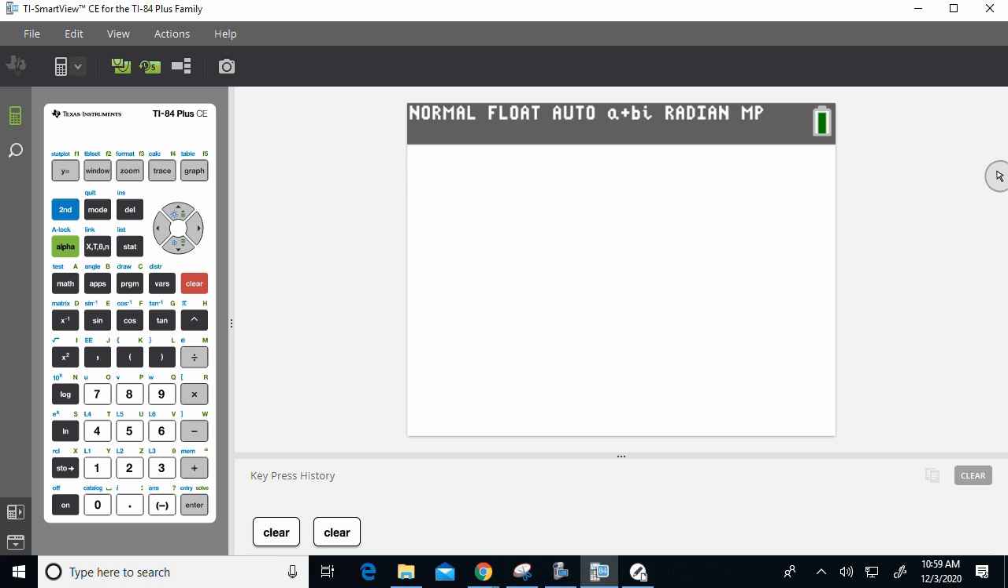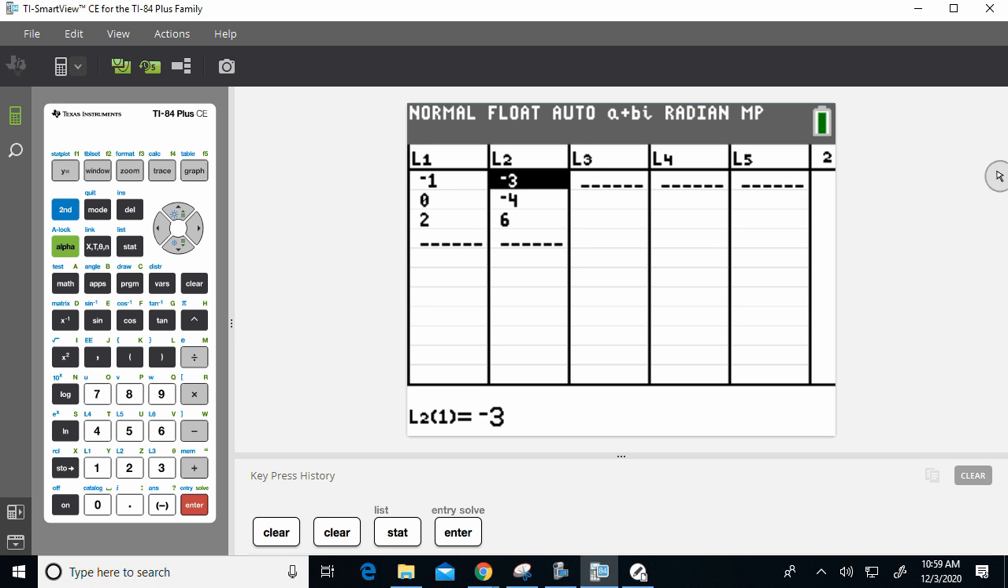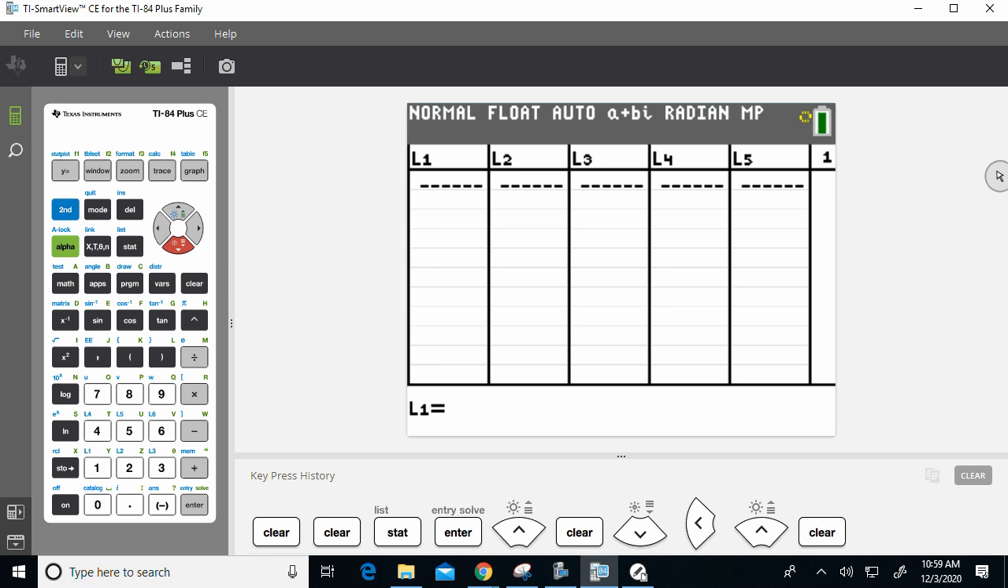Alright, so same rules apply. Go to Stat, go to Edit. So now we got to get rid of the data that's here. So clear it out. And we're going to type in the data that we had.